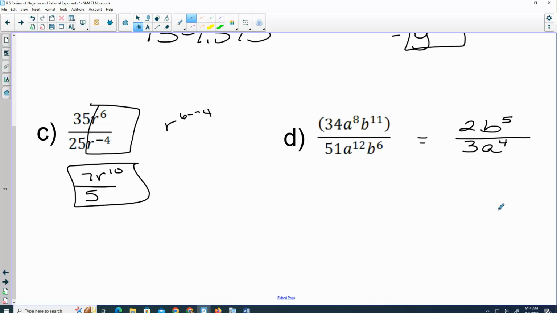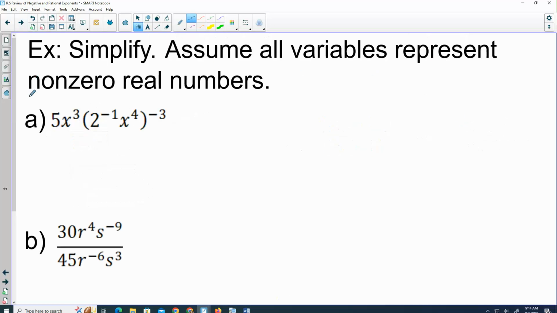Doing okay with these? Do you guys think you could try a couple problems on your own? Alright, so I'm going to put a few up here. Same thing, I want you to simplify, and make sure you don't have any negative exponents in your final answers.